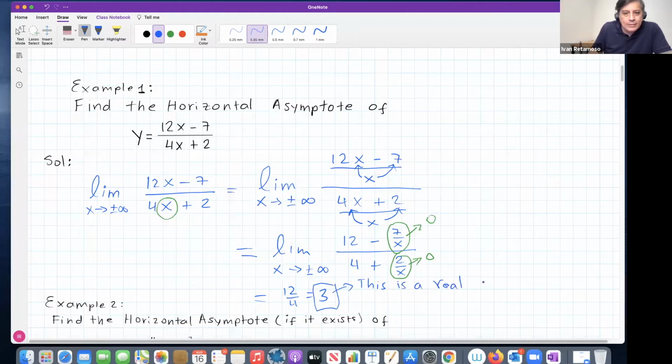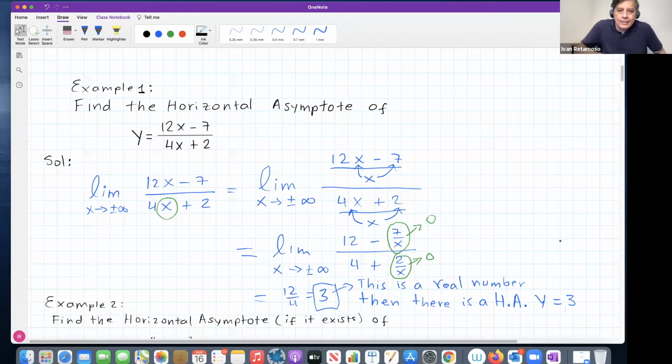it's not a symbol. It's not infinity. It's not negative infinity. It is a real number. Then we have the right to say that we got ourselves our horizontal asymptote. There is a horizontal asymptote, H.A. shorthand for horizontal asymptote, having this equation, y equals 3. That's it.